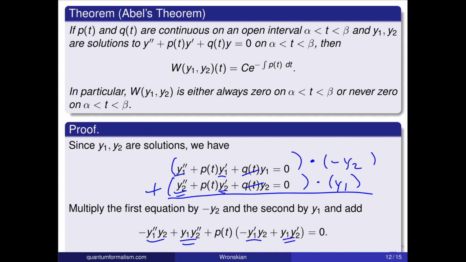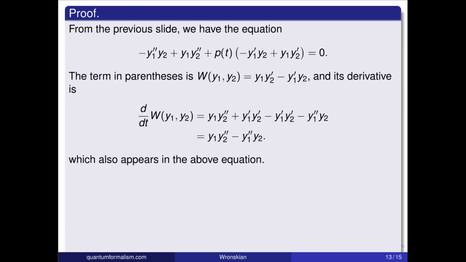All right. So we've gotten rid of the q of t terms, but it's not quite clear what we've done other than that, except if you notice that this term in parentheses right here is actually the Wronskian. Right? We have y1 times y2 prime minus y1 prime times y2. That's exactly the Wronskian of y1 and y2.